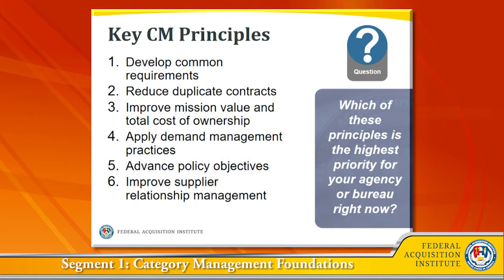Principle number 5 is advancing policy objectives. This one is the catch-all for new and changing statutory and regulatory policy, as well as other federal initiatives. For example, increasing small business utilization and maximizing preference programs for women-owned, vet-owned, and HUBZone small businesses. Pooling our acquisition knowledge and resources government-wide is going to increase our collective agility so that we can implement new policy objectives as they emerge in the future. Right. And finally, Principle 6, improving supplier relationship management. This is about creating closer, more collaborative relationships with industry to find new ways to achieve value and savings.